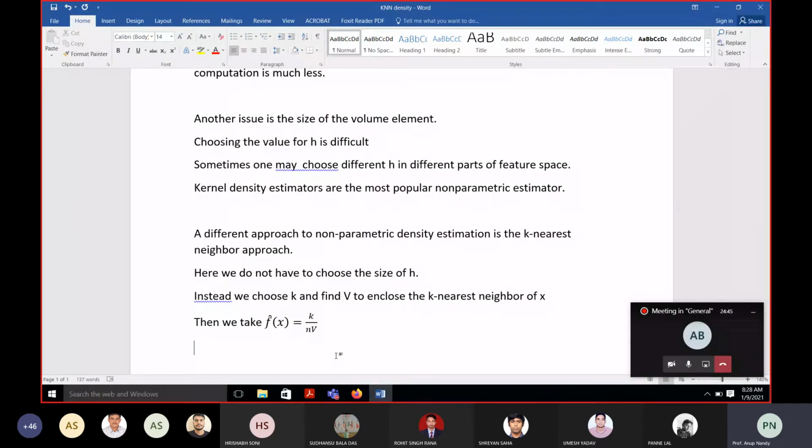Next, nearest neighbor density estimation is closely related to the nearest neighbor classifier. Okay, that I already explained.